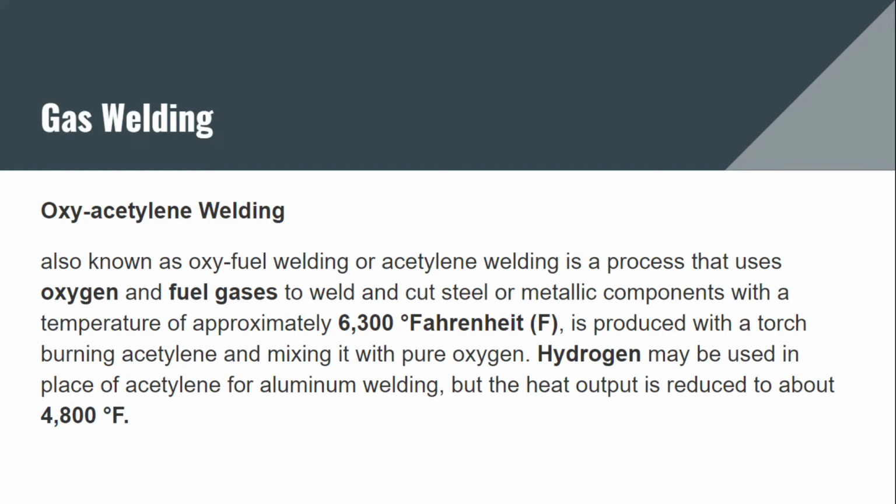Under gas welding is oxyacetylene welding. Oxyacetylene welding, also known as oxy-fuel welding or acetylene welding, is a process that uses oxygen and fuel gases to weld and cut steel or metallic components. A temperature of approximately 6,300 degrees Fahrenheit is produced with a torch burning acetylene and mixing it with pure oxygen. Hydrogen may be used in place of acetylene for aluminum welding, but the heat output is reduced to about 4,800 degrees Fahrenheit.